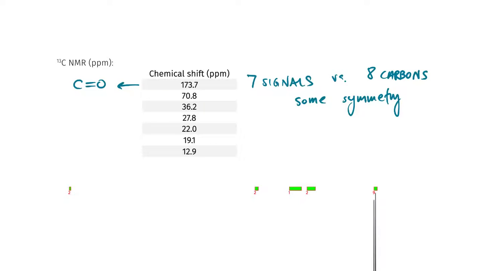About 170 is your best bet for an ester group. Okay? If it was around 200, we have a ketone. Okay? So just by comparing within the group of carbonyls, you can narrow it down from the C13 signal. Okay? So we got some information.